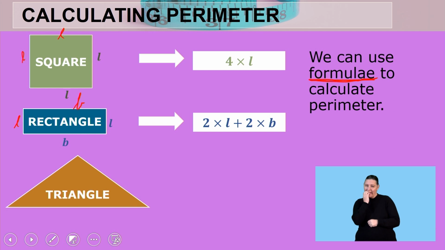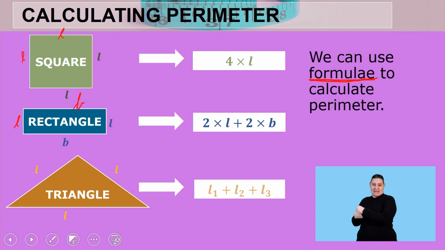Then the triangle. Now, if you look at the triangle, they have 3 lengths. They're not necessarily all equal. So what we need to do for this formula is add up all 3 lengths. So if we say that's L1, that would be L2, that would be L3. It really doesn't matter, as long as you add up all 3 of those together. Let's see how we can make this work for us.